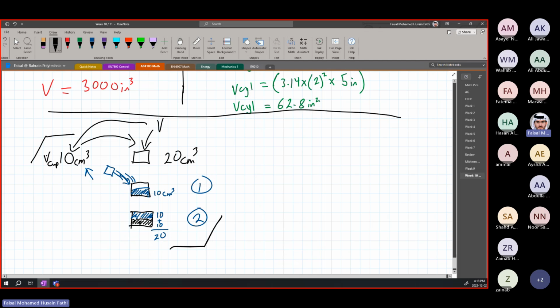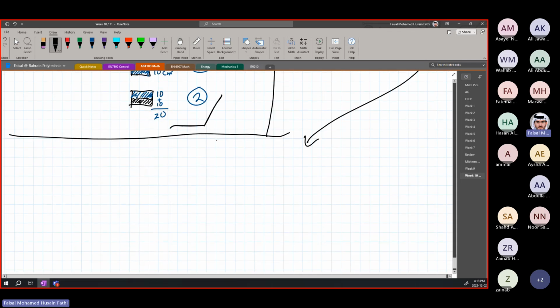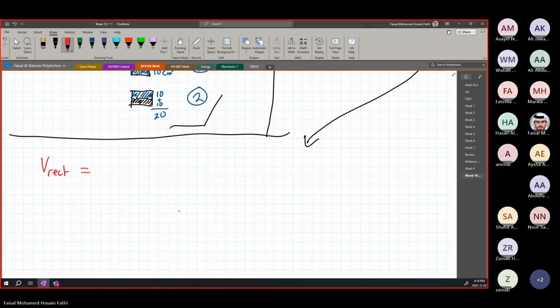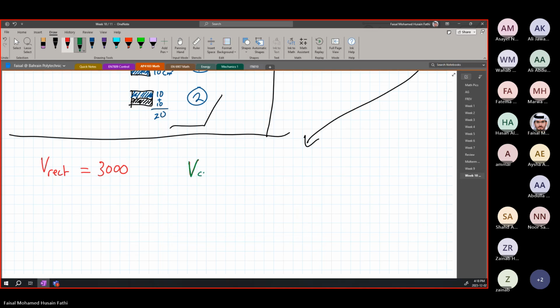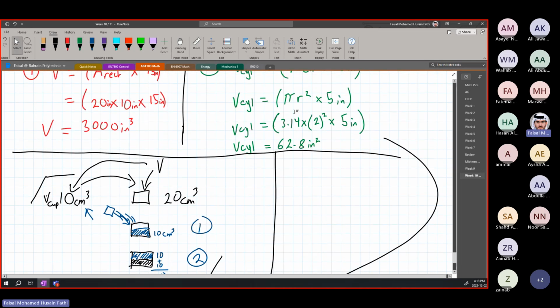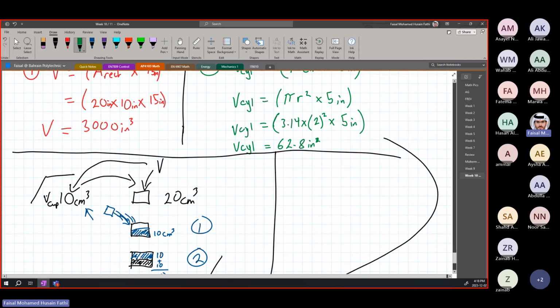That is the whole idea of this. Moving back to the question. We now have the volume of the rectangle, which equals 3000. And the volume of the cylinder is 62.8 inch cubed. Cubed, not squared.